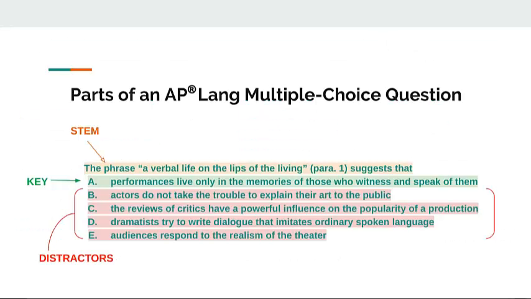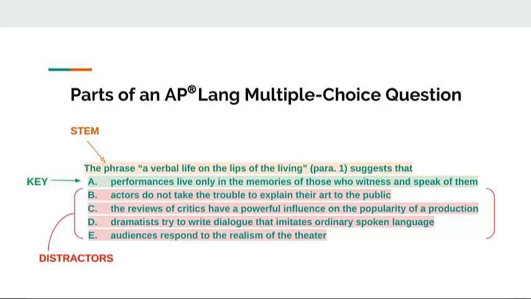When you're looking at a multiple choice question, every question consists of the same elements. The first element is the stem, and that's the question itself. So in this example, the phrase, "a verbal life on the lips of the living," from paragraph 1, suggests that. Okay, so that's the stem of your question. Then you have your answer choices, A through E. The answer that is correct is called the key, and the answer choices which are incorrect are called distractors.